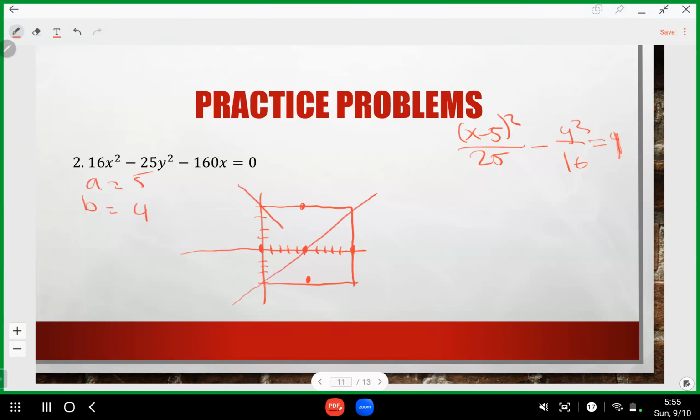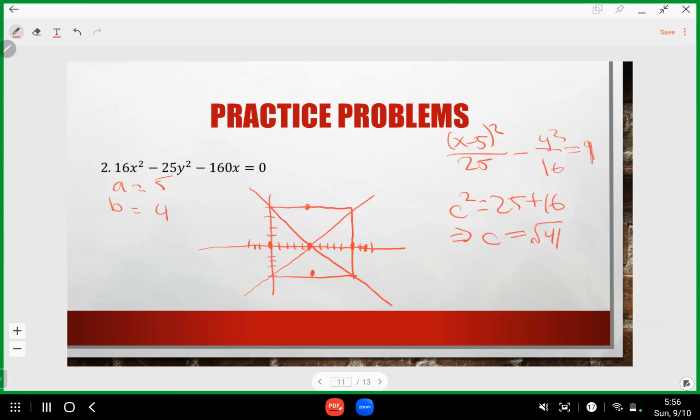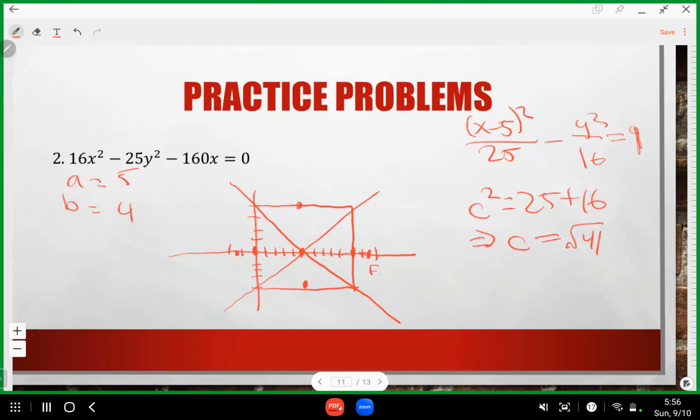make our asymptotes. Let me extend this so we can include the foci, and the foci is equal to what? 25 plus 16 is equal to, C is equal to the square root of 41. Square root of 41 is kind of sketchy, so that's going to be equal to 6.4. So it's going to be here and here. That's F2 and F1.